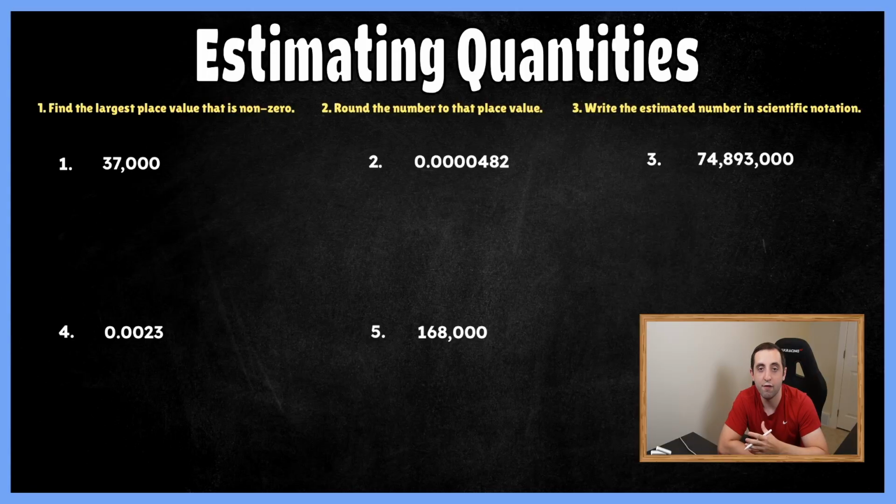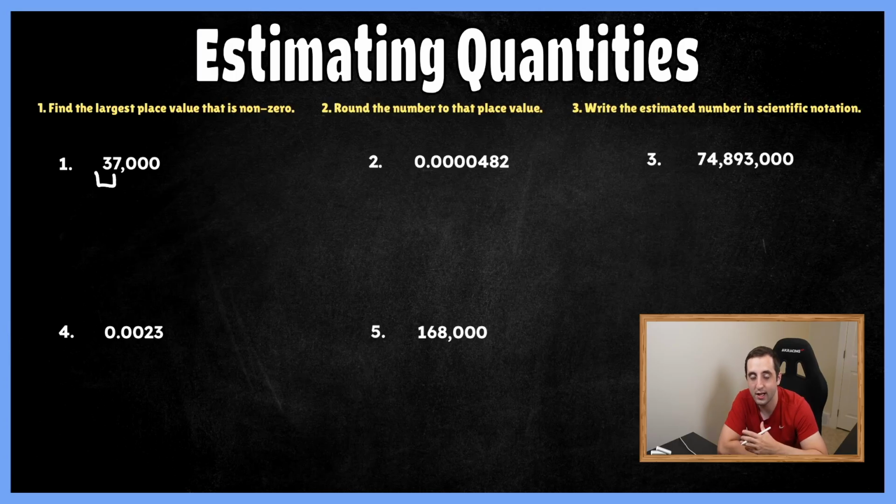Now, for estimating quantities, the very first thing you want to do is take a look at your number. It doesn't matter if it's an incredibly large number or small number. You need to locate the largest place value in that number that is a non-zero digit. So if we take a look at number 1 and we have 37,000, well, the number that's sitting in the largest place value that is not a zero is the number 3.